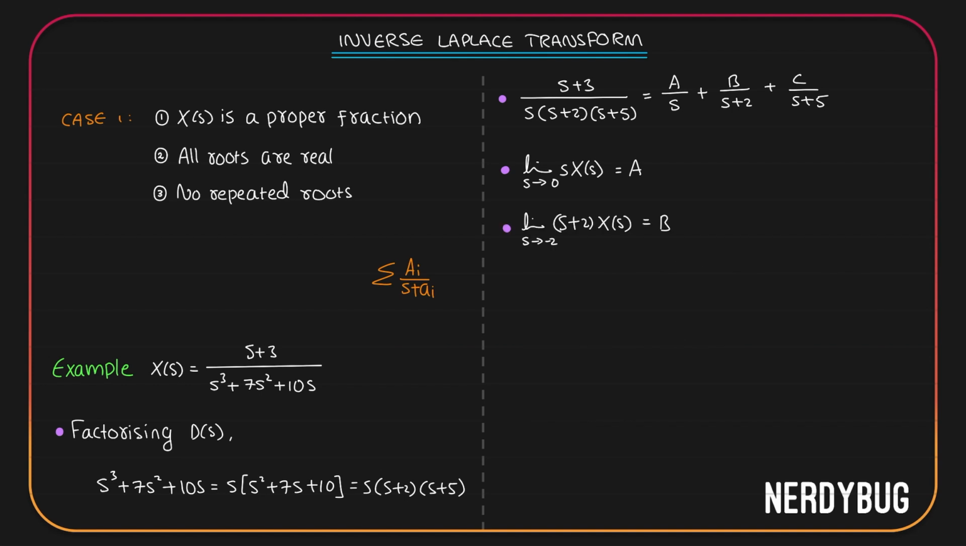Now we need C. Again, let us take A by s plus B by s plus 2 plus C by s plus 5.